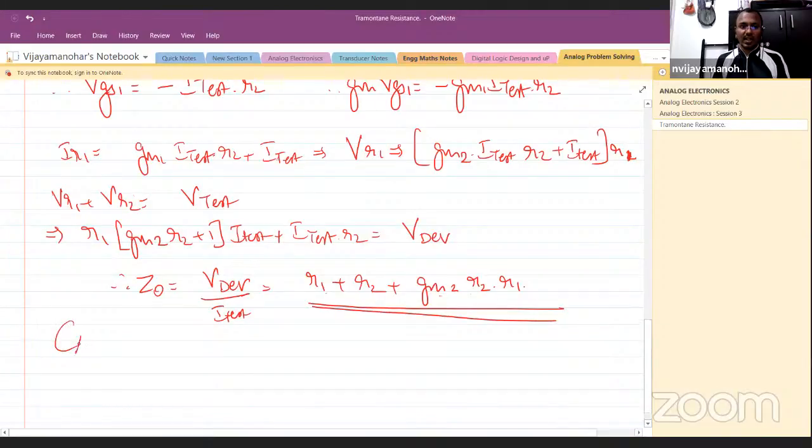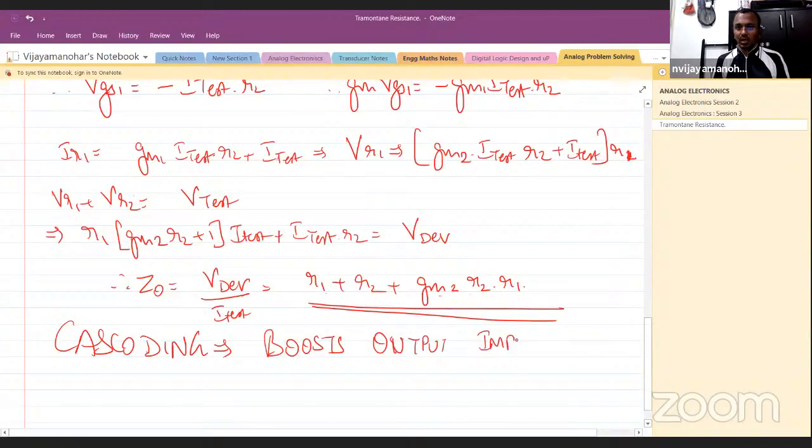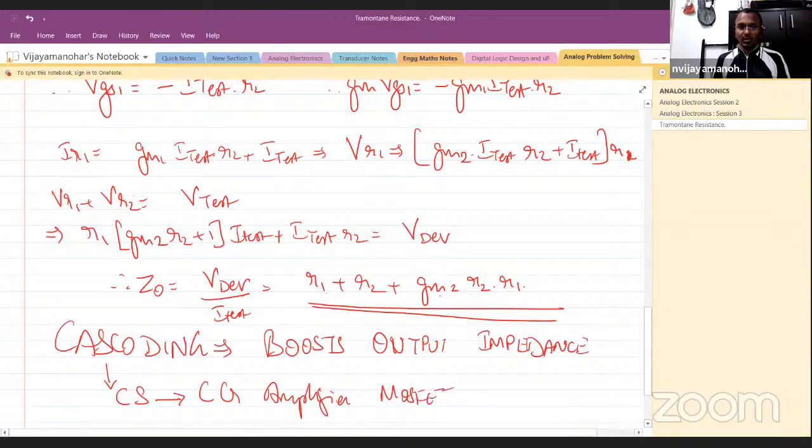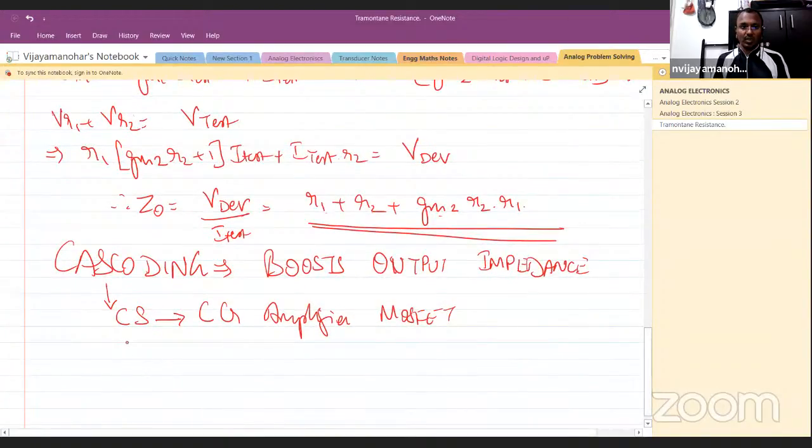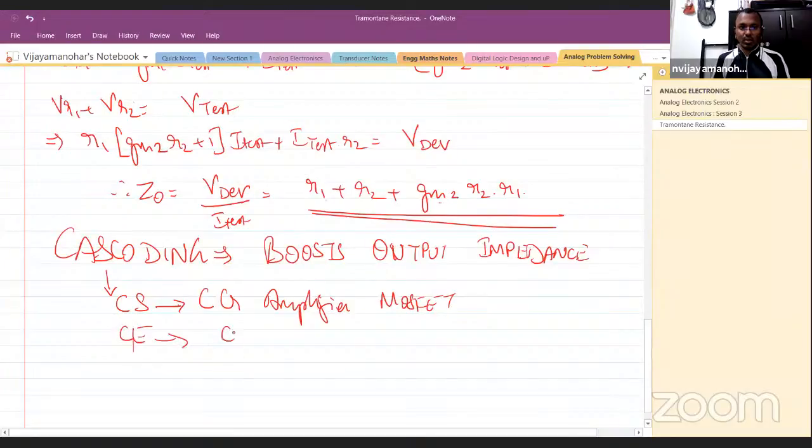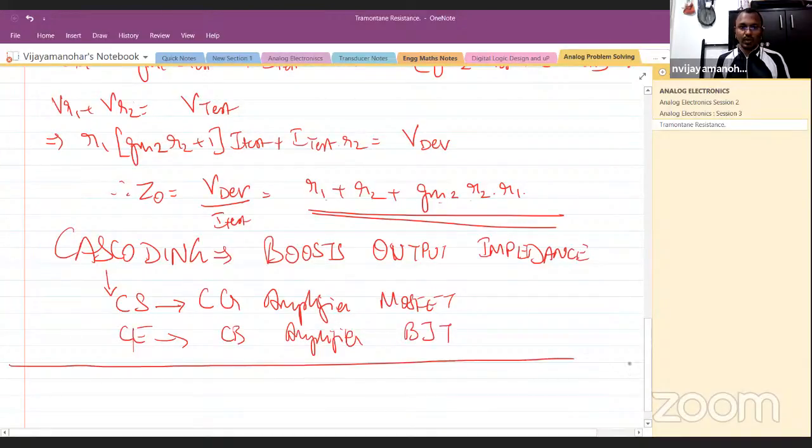So this is called cascoding, and cascoding boosts output impedance. Kindly note this point. What is cascoding? Cascoding is a common source followed by a common gate amplifier with MOSFET. I can do the same thing with BJT. With BJT, it will be a common emitter followed by a common base amplifier. Cascoding is a technique to boost the output impedance. Okay.